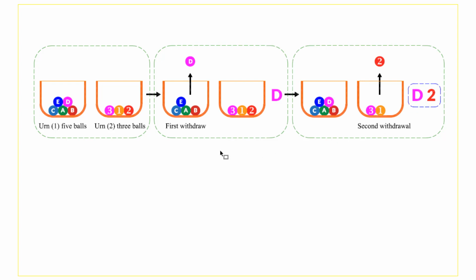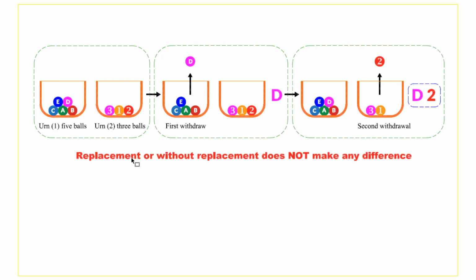But before we continue, we have to remember if replacement or no replacement of object is important. We are withdrawing once from the first urn and once from the second urn. If we withdraw from the first urn twice, then replacement or no replacement would be necessary, because we may withdraw EE or DD, or we may withdraw 2-2, and that will change the whole experiment. Now we are withdrawing only once, therefore replacement does not make any difference.